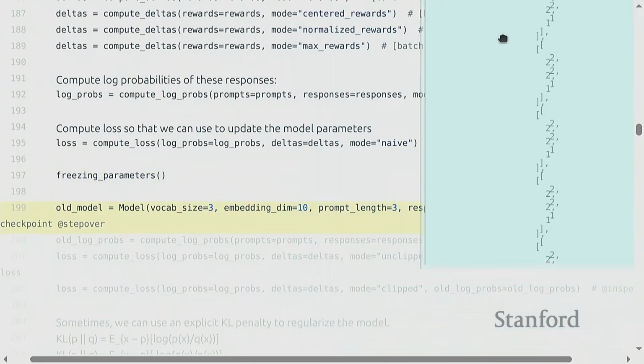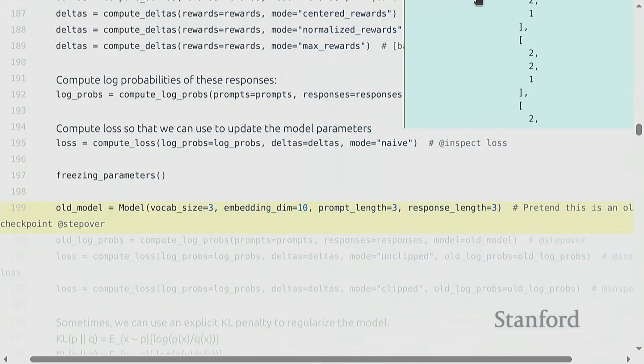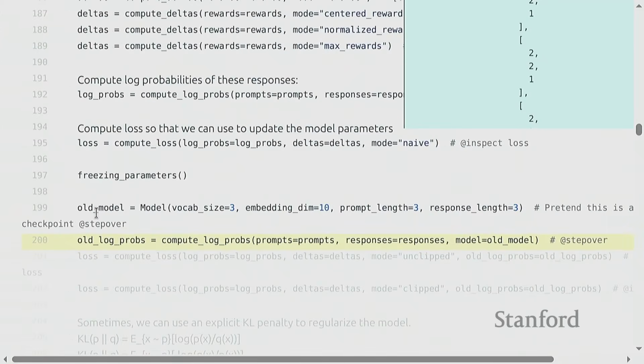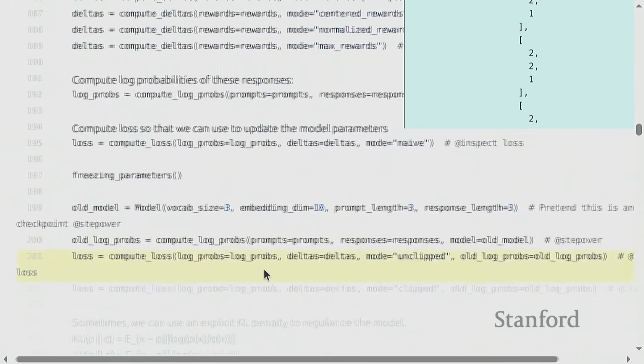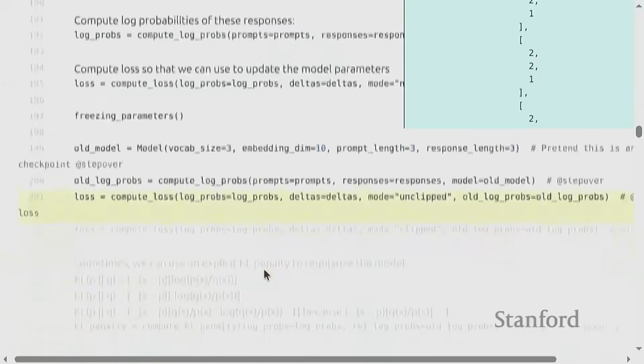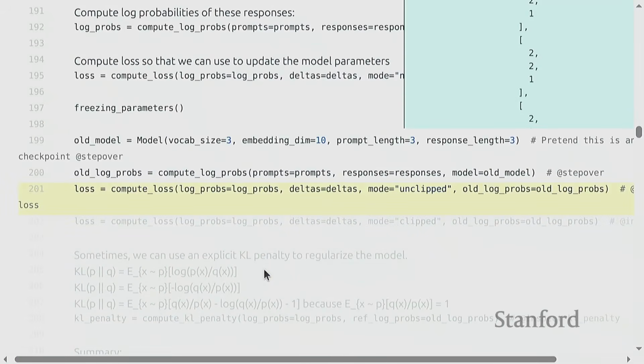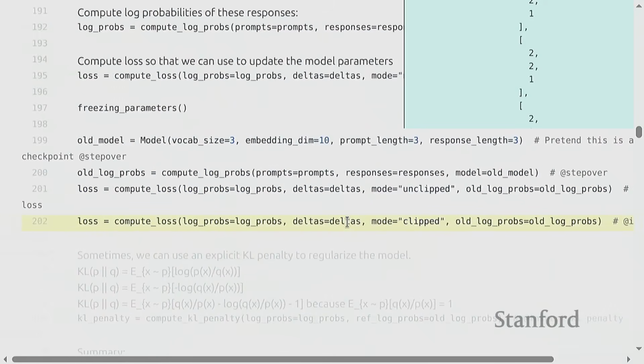Okay, so with that interlude, this is important for computing the GRPO loss. Imagine we have an old model, an old checkpoint. Using this old model, we're going to compute the log probabilities of the responses. That gives us the old log probabilities. Now, let me just skip the unclipped version. So this is the GRPO loss.